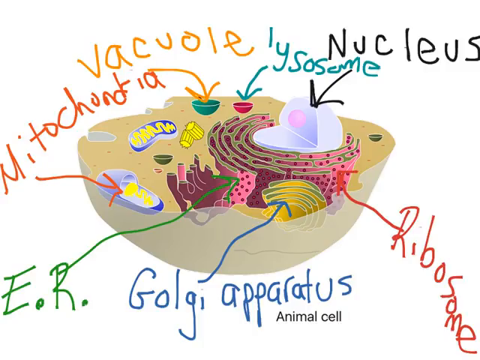So these mitochondria take a basic sugar, and with a few other ingredients, they're able to break that sugar apart chemically to release the energy that's stored in those bonds. So that's really important. Without the mitochondria, the cell wouldn't have energy to function. None of the other organelles would be able to work without this energy.